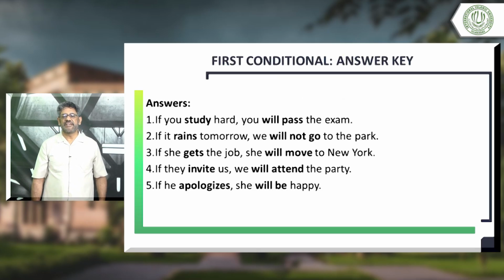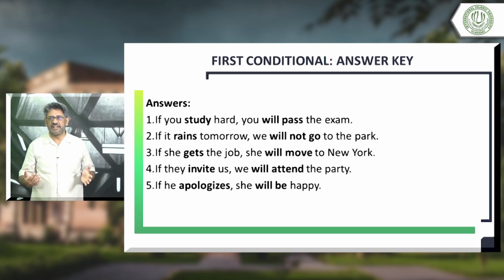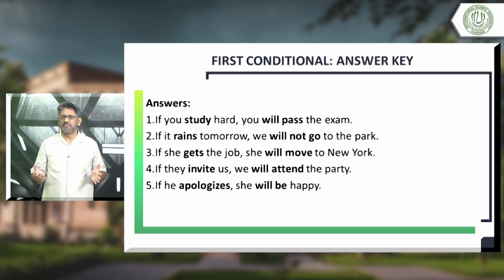Then the answer key. I'll say the same thing, please. First, try to do the exercise yourself. This time I have done it with you. Next time when you find some exercises from the internet or from good books, try to do the exercise yourself, please. Remember, this is important. Then go to the key.